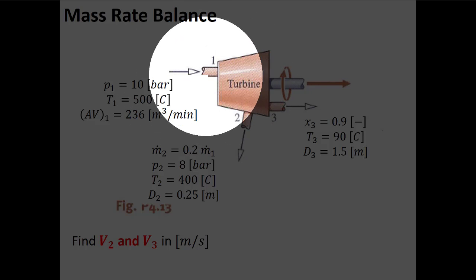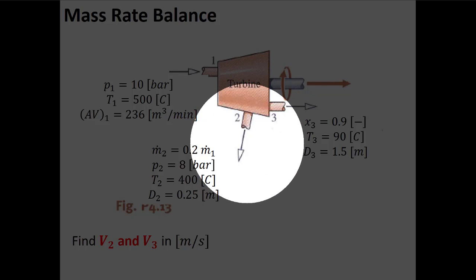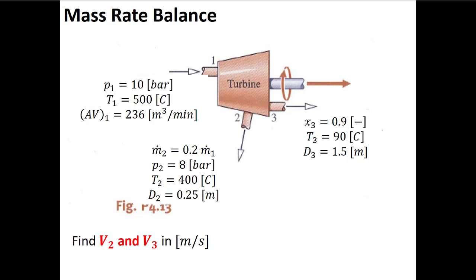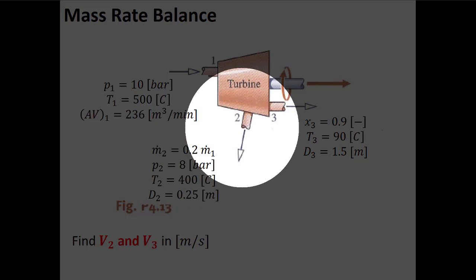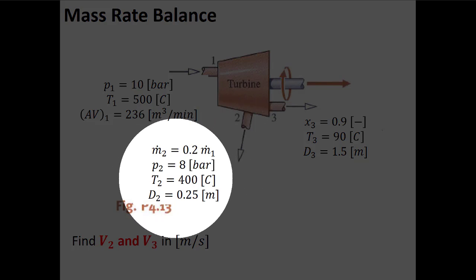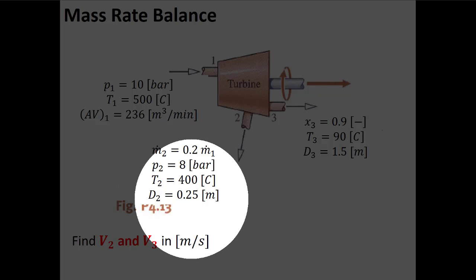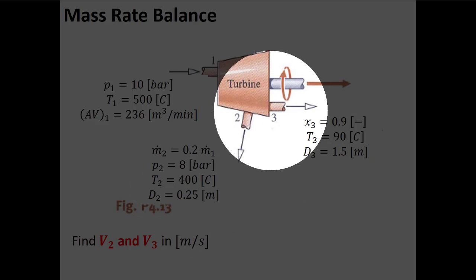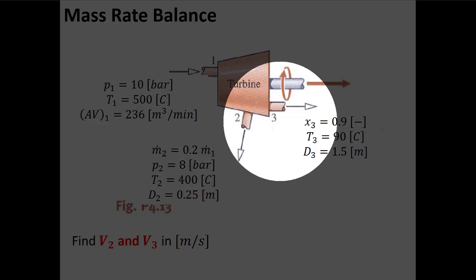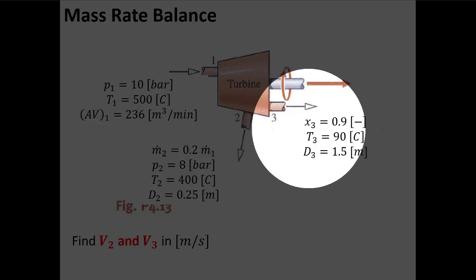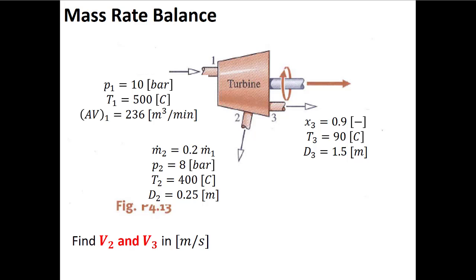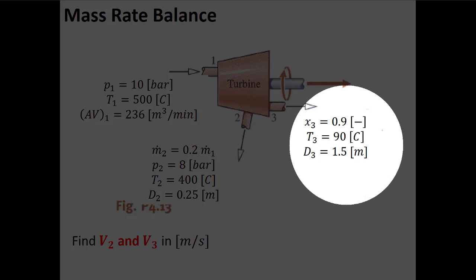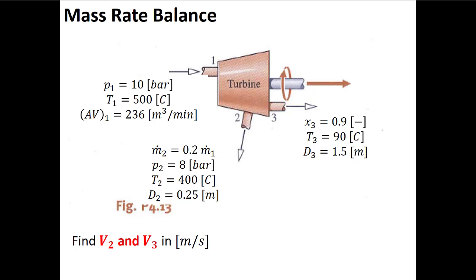So here we have some mass flow rate that's coming in, some mass flow rate that's going out at state 2. What it tells us is that 20% of the mass leaves the turbine at this output port 2, right? It also tells us that the pressure and the temperature at state 2 are known, and we know the diameter at state 2 is 1/4 meter. At state 3, similar information. Here we don't know what percentage of the mass flow rate that comes in is coming out at state 3, but we're told the temperature and we're told the quality, so we could probably fix this state. We're also told that the diameter here is pretty big, 1.5 meters, right?